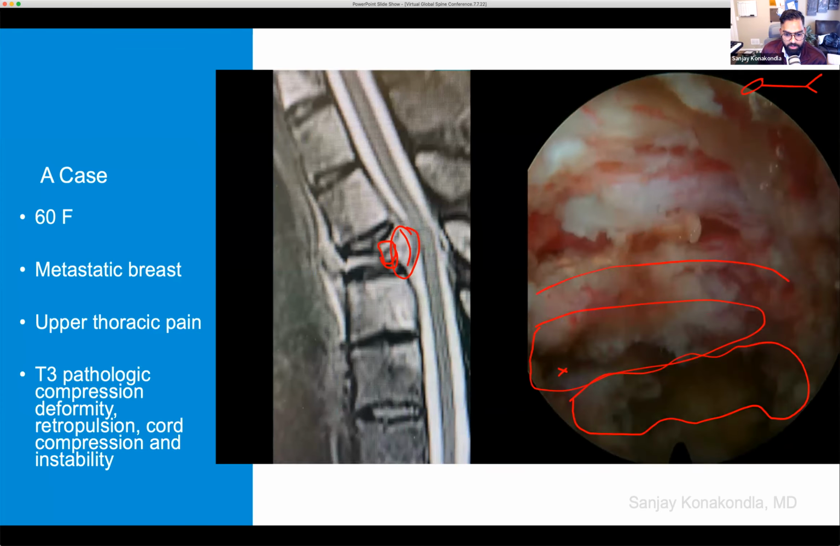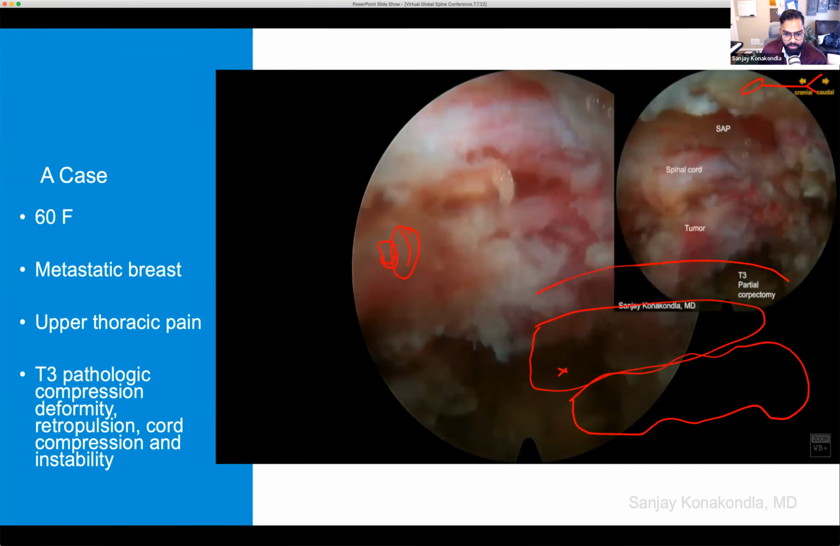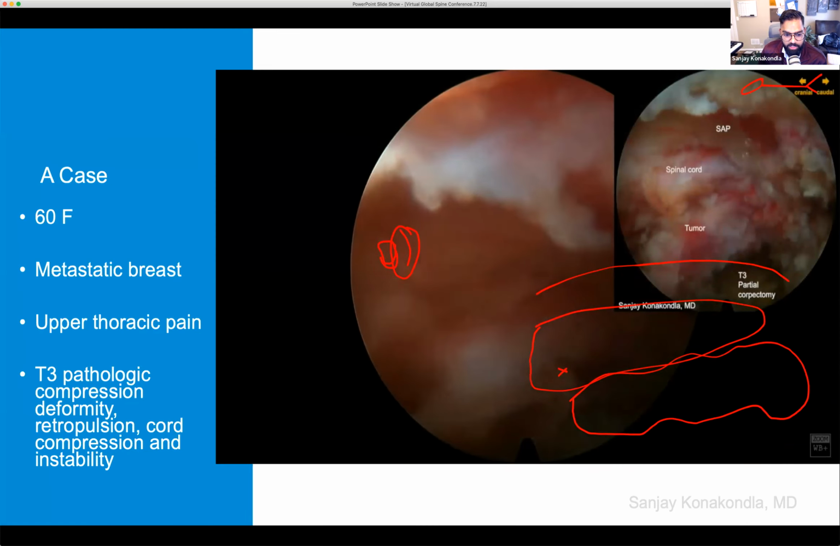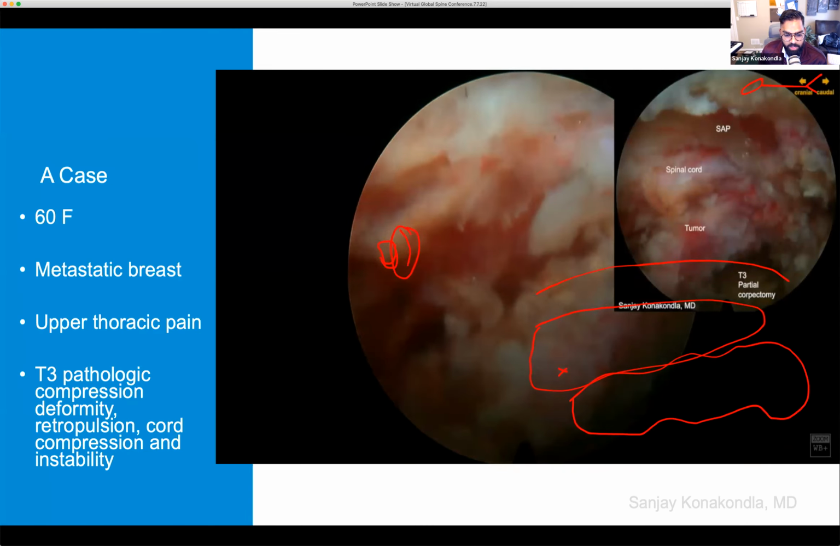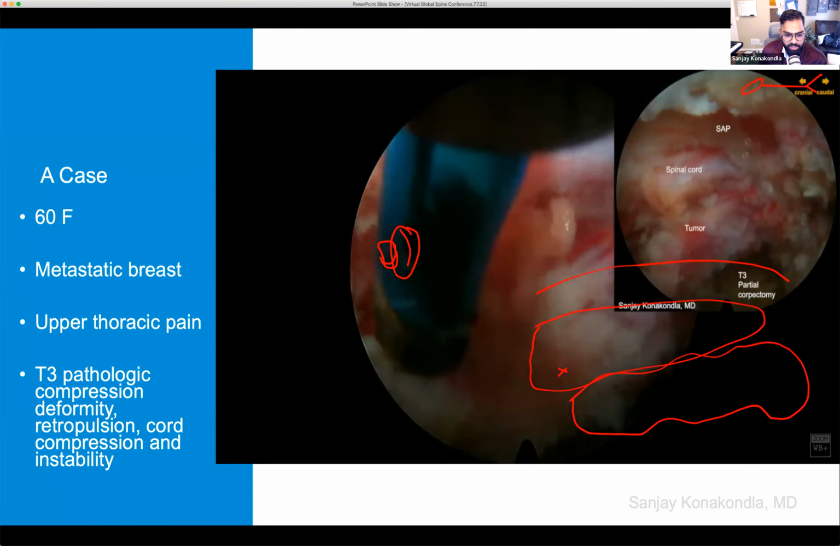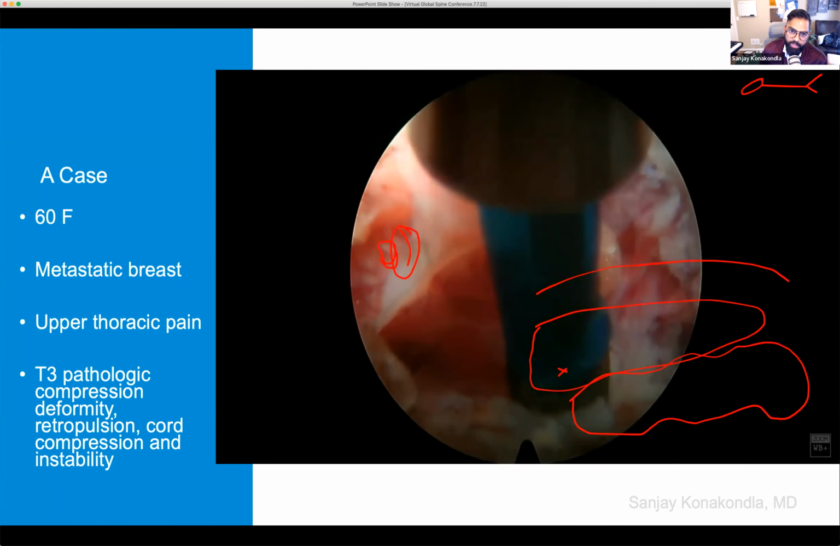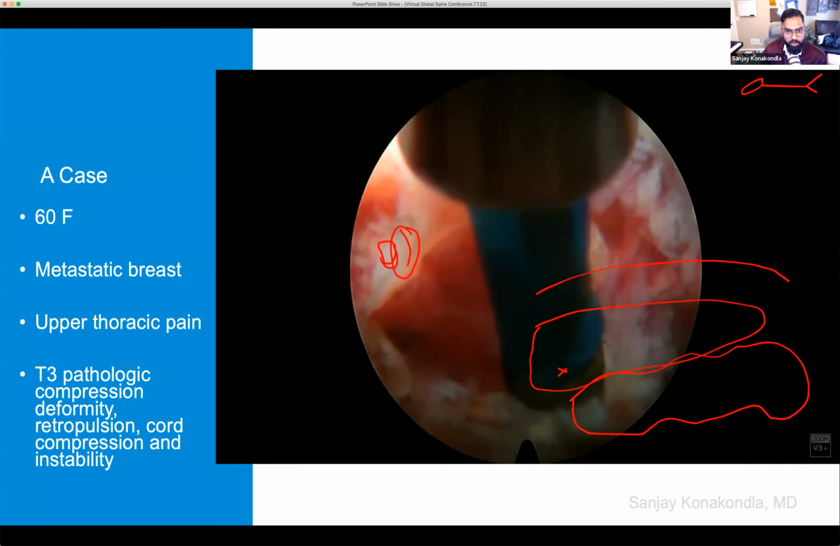So there's us working there, and you're going to see this bipolar. We use it as a dissector as well, getting into that space and really just peeling away that tumor from the spinal cord. You pull that down, you take graspers, and that's your ventral work done.